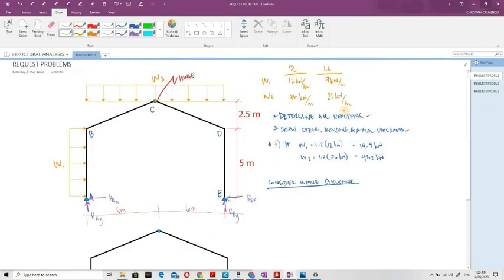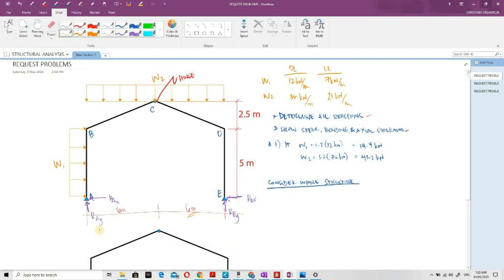This load is applied on the horizontal projection, which is the 6 meter span. Although we know the span of this rafter is longer than 6 meters, what we apply W2 on is only the horizontal projection, which is the 6 meter span. Okay, so now we have our assumed directions.